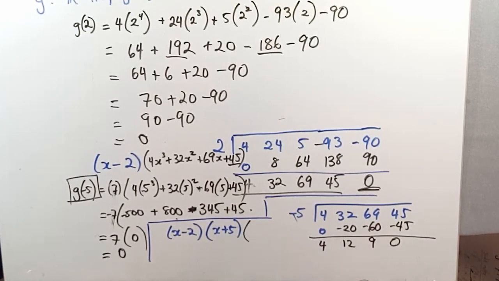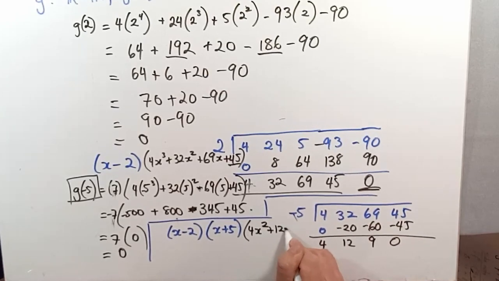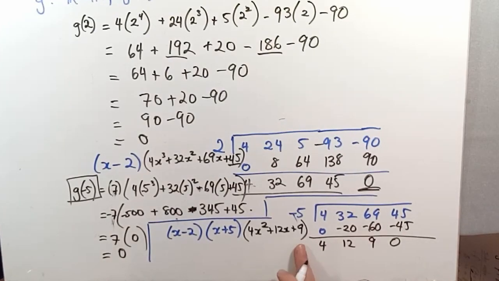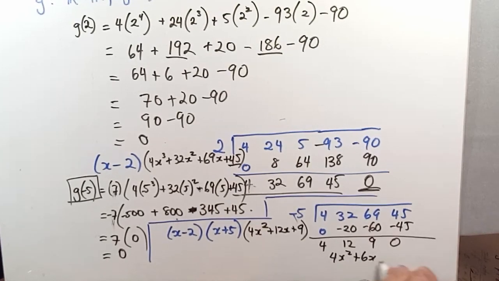Then I've got 4x squared plus 12x plus 9. Excellent. This I can factorize, I think. Yep, 6 6s are 36 and 4 9s are 36. So I get, what do I get? I get 4x squared plus 6x plus 6x plus 9.